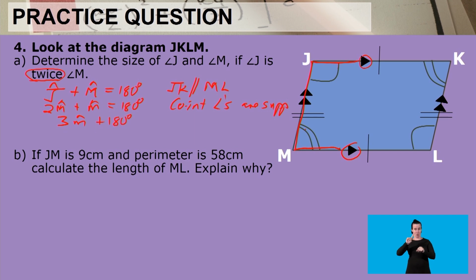And the multiplicative inverse of 3 is a third. Therefore, I will divide by 3 on the left, and divide by 3 on the right, and then my angle M will be equal to 60 degrees. Therefore, angle J would be equal to 2 times 60 degrees, which is 120 degrees.